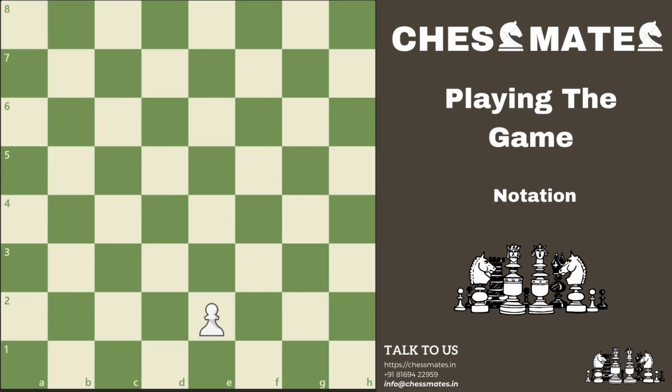Finally, you may think that pawns are a capital P. In this case, pawns are only written as the square that they move to. For example, after the move E4, the notation is simply the square the pawn moved to, E4. Now that you've learned the language of chess, it's your turn to practice using chess notation.